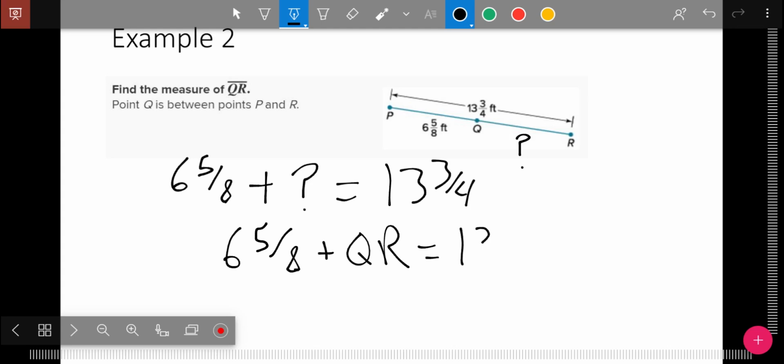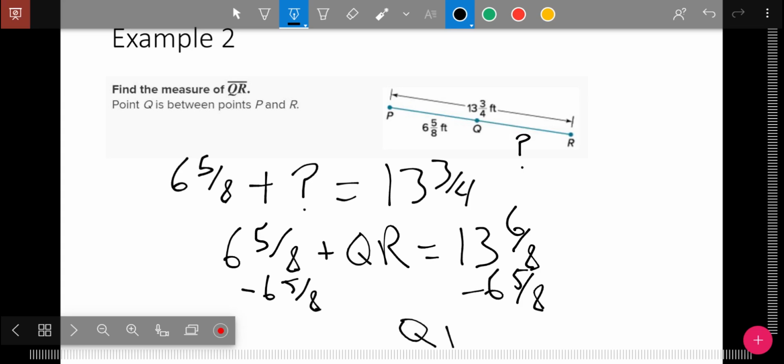And then I want to change 3/4. If I times the bottom by 2, I get 8 down there. And then 8 matches 8 on the bottom. And I times the top by 2, I get 6/8. So now I can minus 6 5/8 from both sides. All right. 13 minus 6 is just 7, so QR equals 7. 6/8 minus 5/8 is just 1/8. And so QR is 7 1/8.